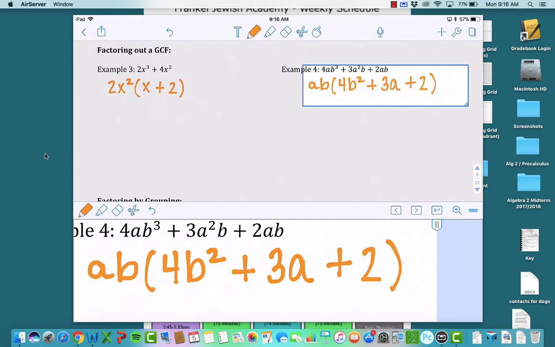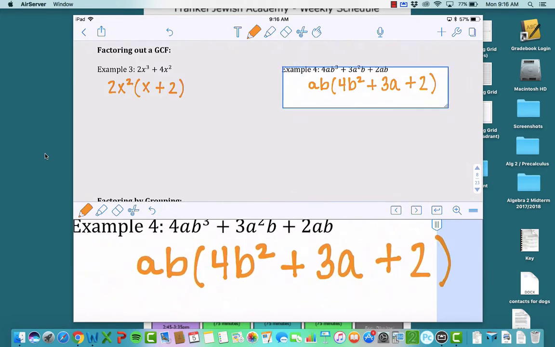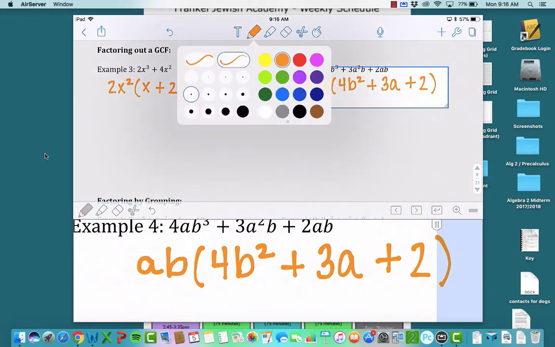And you can always double check. If you think you have the greatest common factor and then you notice that they continue to share something, you can pull that out again. But in this case, all they shared was 1a and 1b, and when you factor them out, you're left with 4b squared plus 3a plus 2. So not too bad so far.